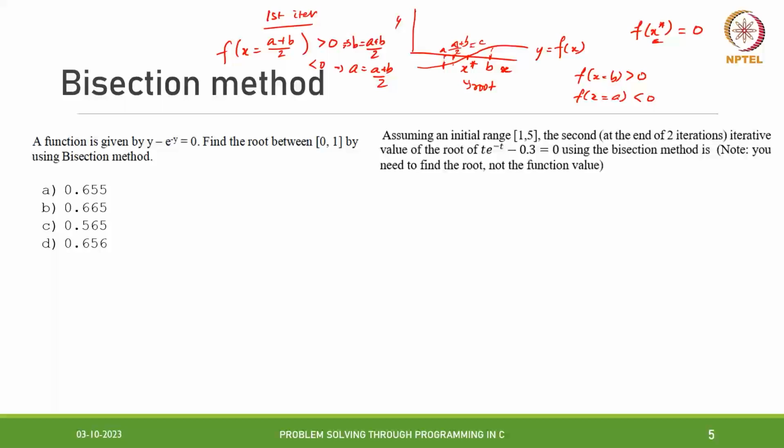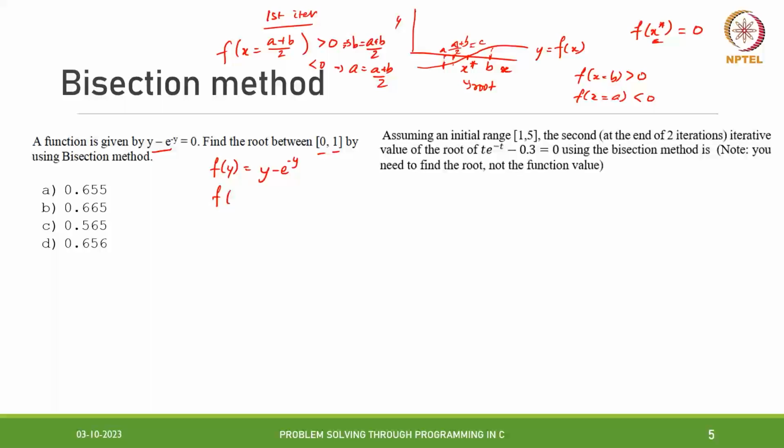Let's consider an example in order to understand it better. So here is the function: y minus e to the power minus y equals 0. This is our function and we need to find the root using the bisection method. They have already given us the initial conditions. So let's say this is a function of y: y minus e to the power minus y.